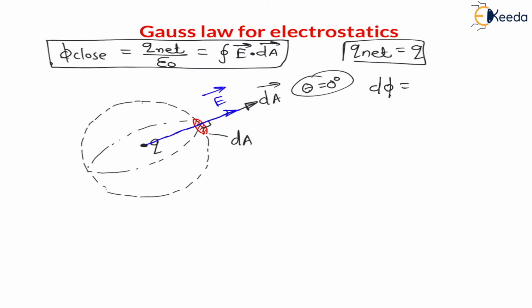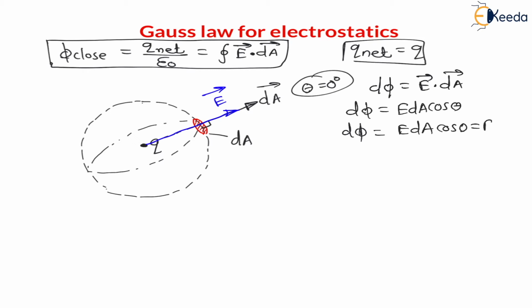Now d phi is nothing but E dot dA, just now we have seen, which can be written as d phi is equal to E dA cos theta, and theta is 0, cos 0 is 1, therefore d phi through this very small area will be E dA, right? This is the magnitude of the flux passing through this very small area. Now my dear students, as I have considered the area at this location, what is the distance? The area I have considered at radius capital R.